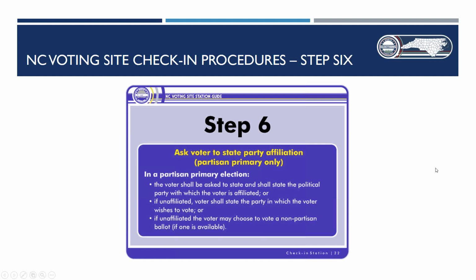All right, step 6. Again, for partisan primaries only, you're going to ask the voters to state their party affiliation. If the voter is unaffiliated, the voter has a choice of the party with which the voter wishes to vote, or if they're unaffiliated, they may also choose to vote a nonpartisan ballot.